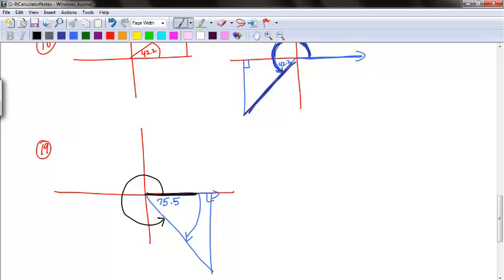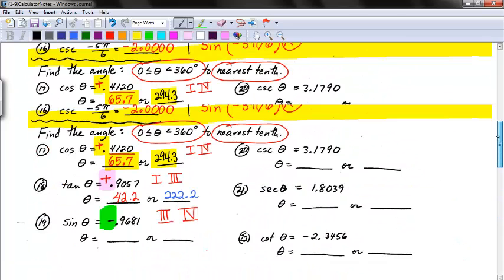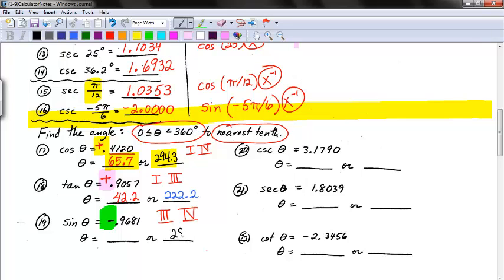Add 360, right? So just add 360. I get 284.5. So that's my quadrant 4 answer, 284.5 for that answer.